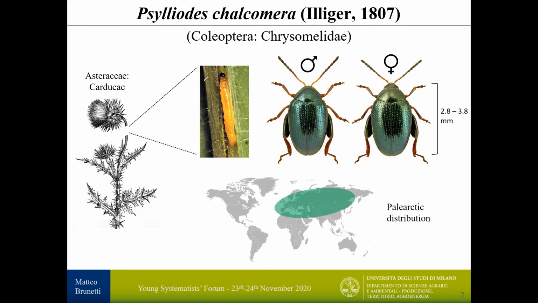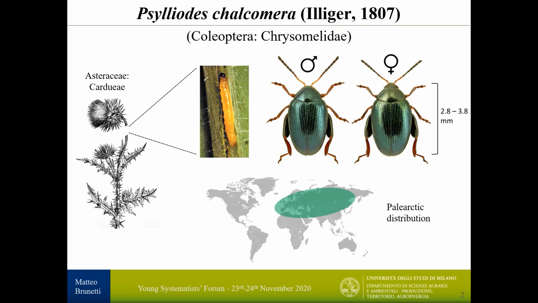Adult individuals of Psylliodes chalcomera show a wide variability in dorsal coloration, and this led to the description of some chromatic forms, but none of them have been attributed taxonomic value. These species usually occur in open environments, feeding on several species of thistle, so Asteraceae, and it is a univoltine species. Each female lays about 300 eggs near the host plant during fall and spring.